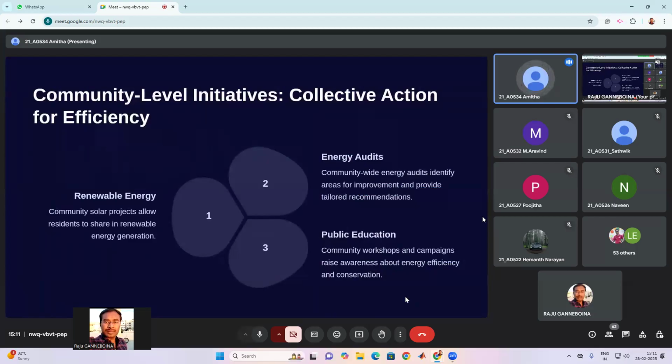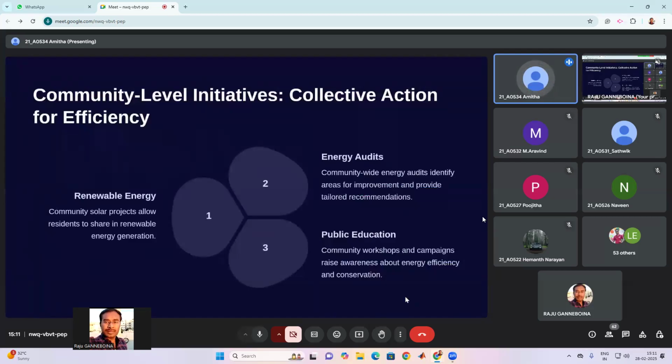Energy audits. Energy audits help to identify areas where the energy is wasted, such as inefficient lighting, poor insulation or outdated appliances, and also give the correct customized recommendations to improve the efficiency.